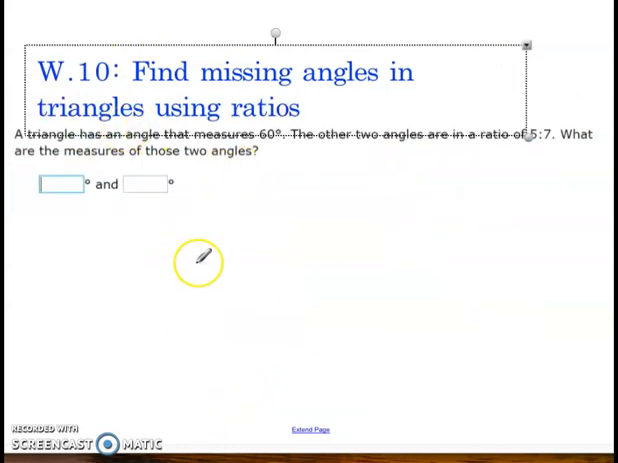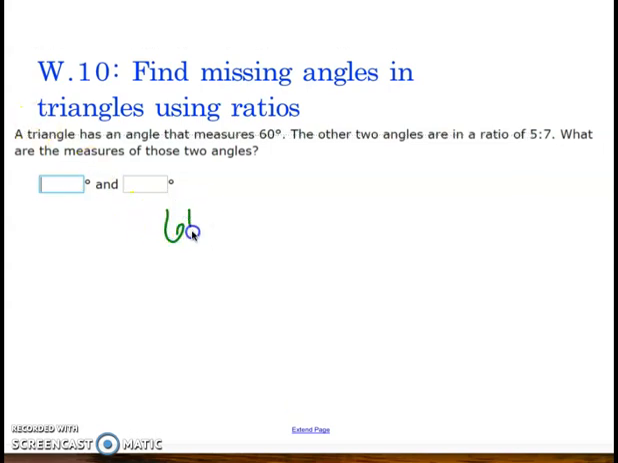Okay, those should have been the hardest examples for W9. If we look at W10, we're finding missing angles in a triangle using ratios. So a triangle has an angle that measures 60 degrees. The other 2 angles are in a ratio of 5 to 7. So we don't know them, right? So we let the one be 5x and the other one 7x because they're in a 5 to 7 ratio.